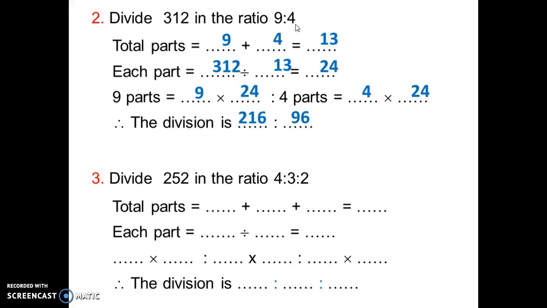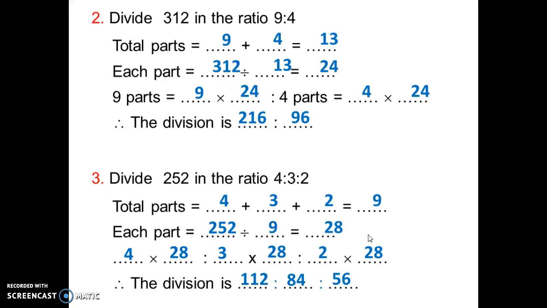So for 252, again, this ratio's got 3 parts to it, but it's the same process. You just add up all the parts. So you've got 9 shares. Each part will be worth the 252 divided by 9, so each part's worth 28. So the first one I will go, the 4 parts will be 4 lots of 28, 3 parts, 3 lots of 28, 2 parts, 2 lots of 28. So you work out those multiplications and you get what the ratio division is.